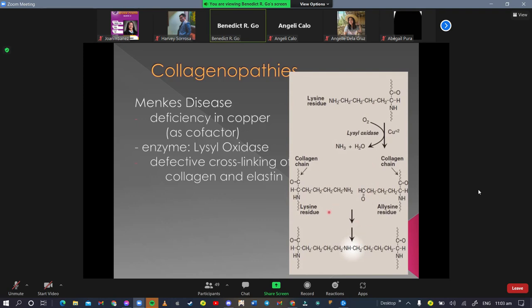And then I'm going to explain later on what is the cross-link here between the lysine residue and the allysine residue. Okay, so, Harvey, what is the linkage? What is the link here? The normal linkage between the lysine and the allysine residue. Not quite sure. I only need the defective. Because you need cross-linking for effective mature collagen.